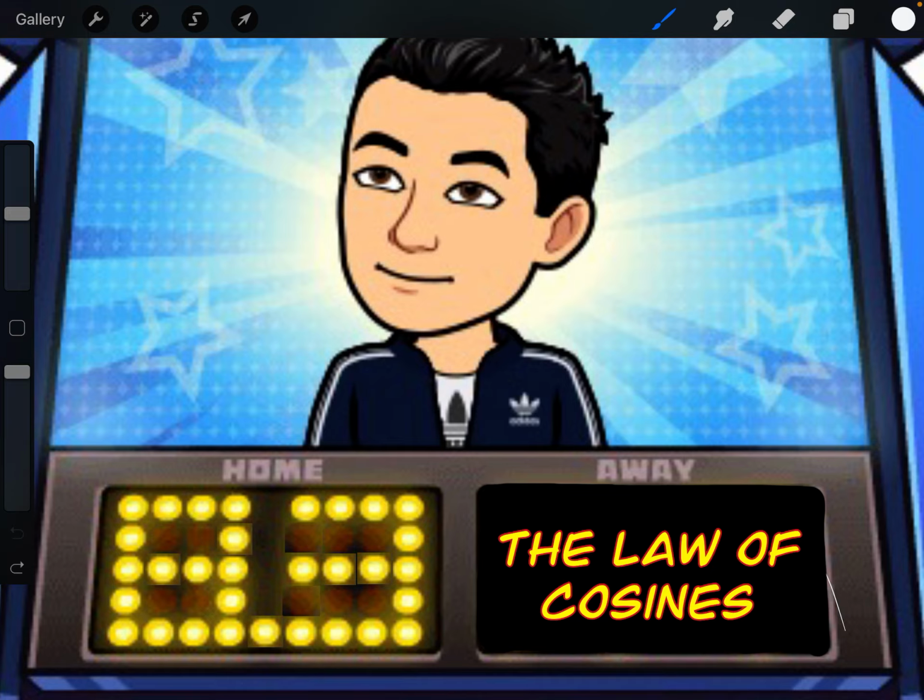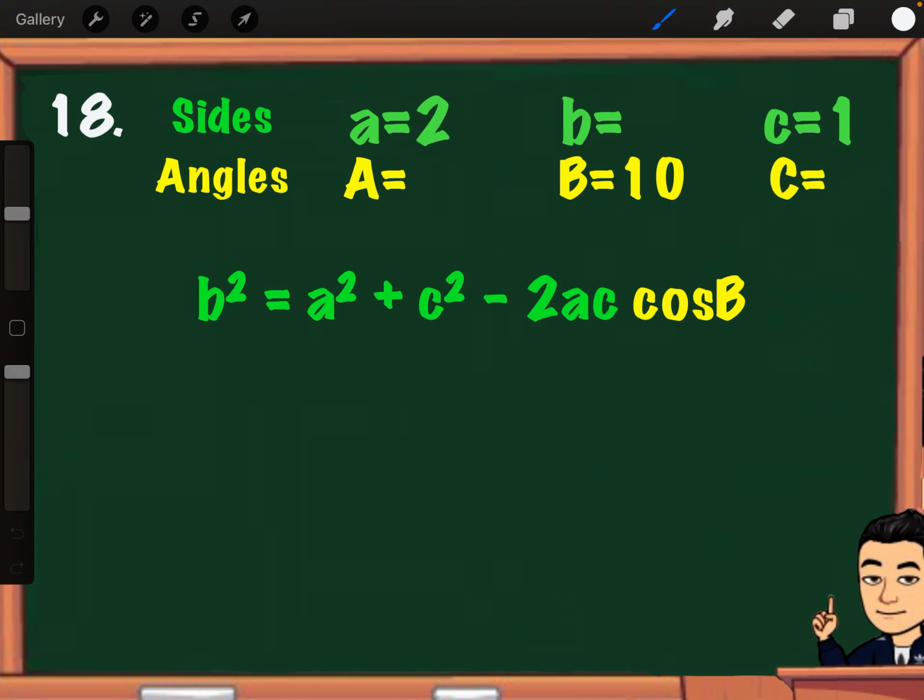All right, this is chapter 8.3, the law of cosines. Let's get started with the first question, number 18. So let's solve for side B.